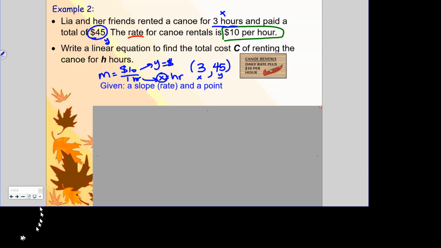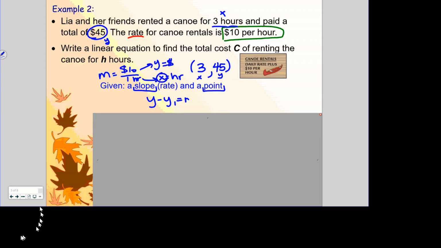Therefore, hopefully you're recognizing that if we have a point and a slope, then point-slope form makes the most sense for us to write our equation in. And remember, point-slope form is y minus y1 equals m times x minus x1. And if you have your values properly labeled, here our rate as m and our point, then we can fill into point-slope form.